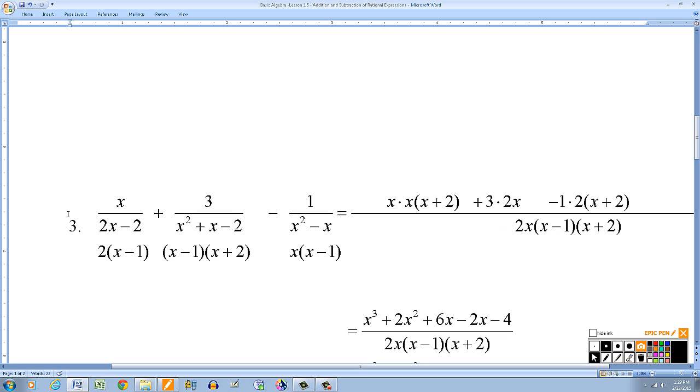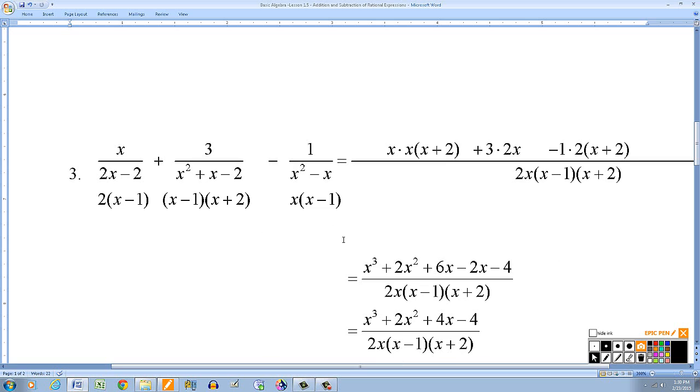And then I just multiply the expression on top. So this x times x squared, I get x to the third, plus 2x squared, and then 2x times 3 is 6x, and then over here, minus 2 times the x plus 2 gives me a minus 2x minus 4. This is not going to factor out any further, so that gives me my answer: x cubed plus 2x squared plus 4x minus 4 over that denominator.